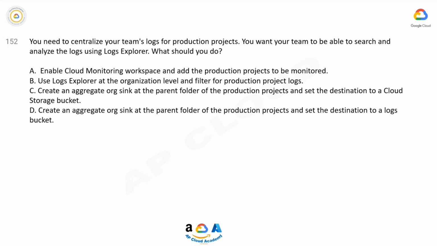C. Create an aggregate org sink at the parent folder of the production projects and set the destination to a Cloud Storage bucket. D. Create an aggregate org sink at the parent folder of the production projects and set the destination to a logs bucket. The correct answer is D.